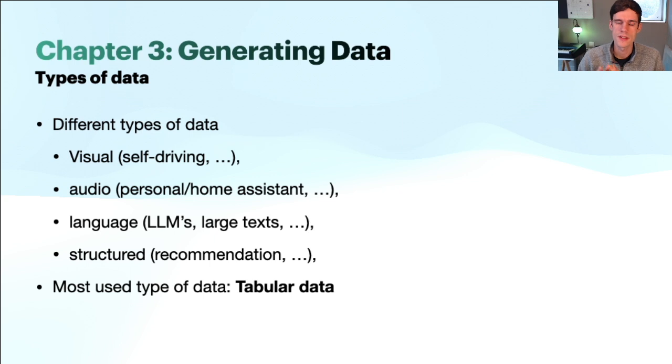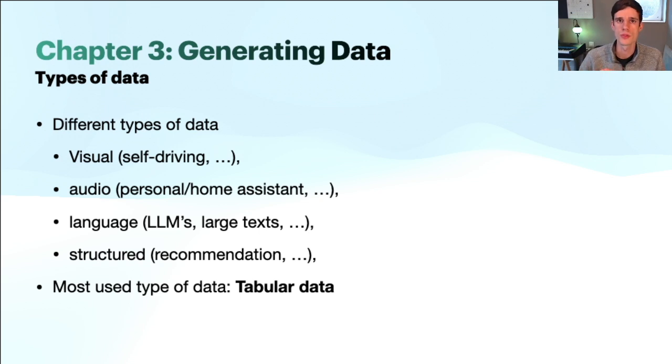When we think about statistics, we of course think about data, and therefore it's worthwhile to briefly go over the different types of data. You have visual data, think of medical applications or self-driving cars. You have audio data, think of your personal and home assistant, Google HomePod or Alexa. We have of course language data, which gets all of the attention at this point thanks to the boom in large language models. And then of course the largest group and the most general group is structured data. Think of, for instance, recommendation engines for Spotify or Netflix.